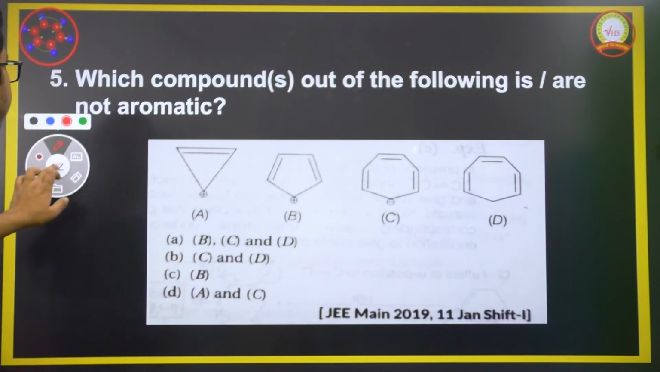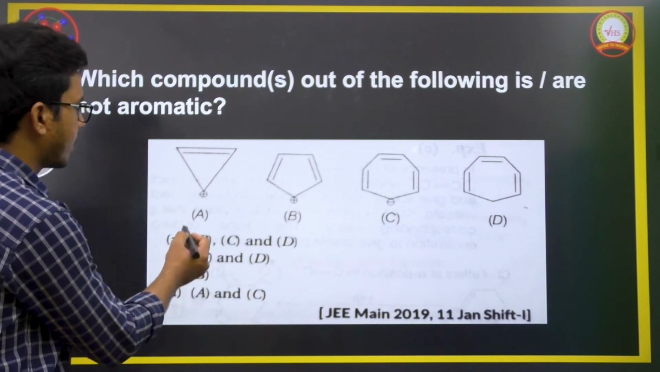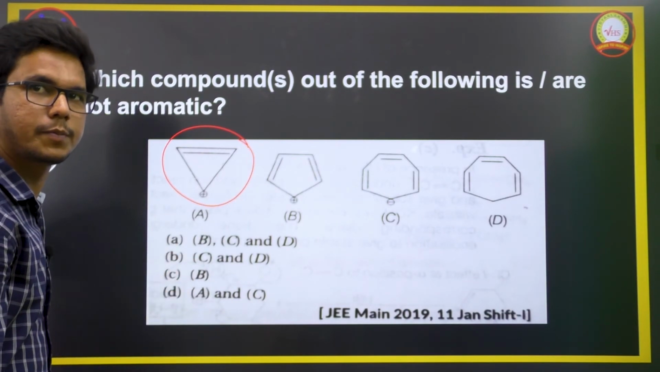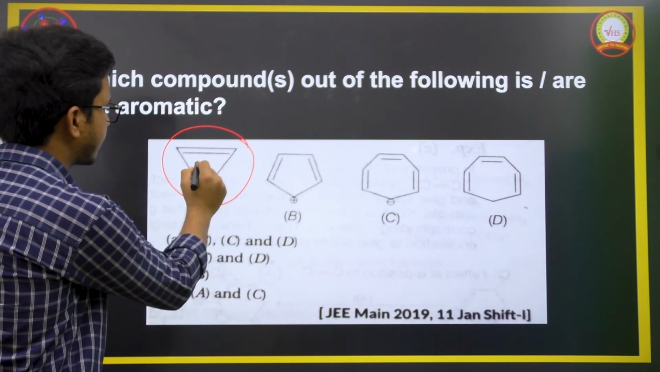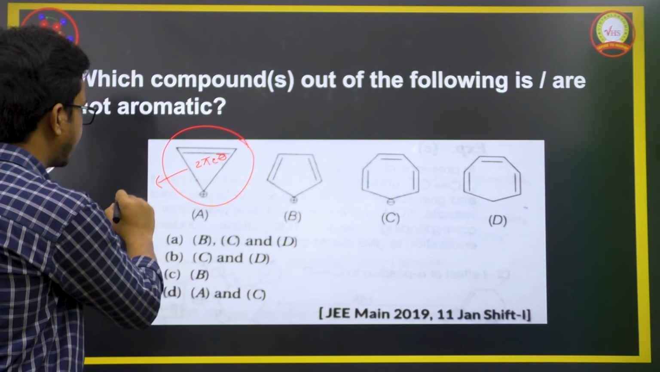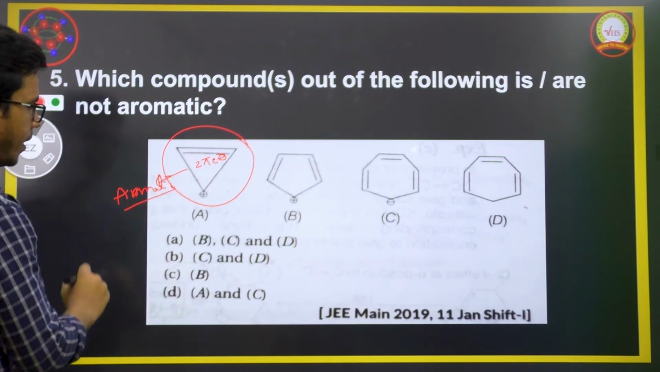What is the question here? Which of the compound or compounds out of the following is or not aromatic? If you see the first one, it is a cyclic one. All the carbons are sp2 hybridized, planar. Number of delocalizing electrons are 2 pi electrons. 2 pi electrons satisfy the aromatic condition. That's what it is, aromatic compound.